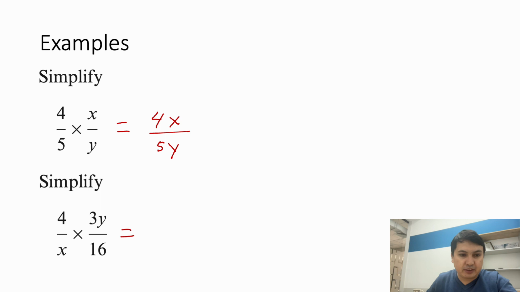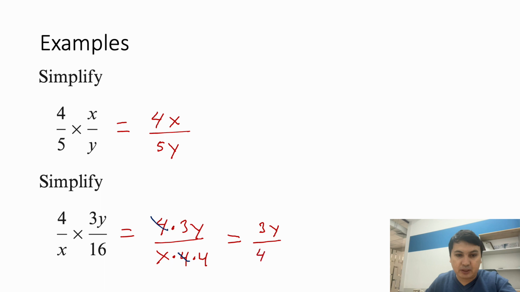Here, it's 4 over x multiplied by 3y over 16. So what I can do is, it's like 4 times 3y, and here it's x times 16, right? But 16, I can write as 4 times 4. Why am I doing this? Well, because now I can cancel out, right? So then I get here 3y. In the denominator, I have 4x. Yes, we can write it as x4, but it's customary to write 4 in front of the x, so numbers before letters, yeah?